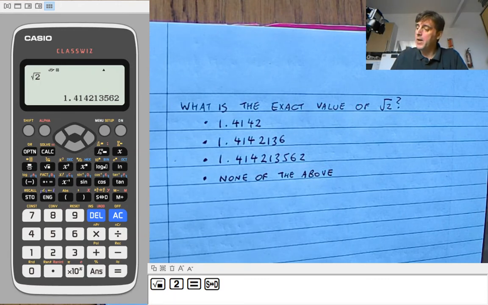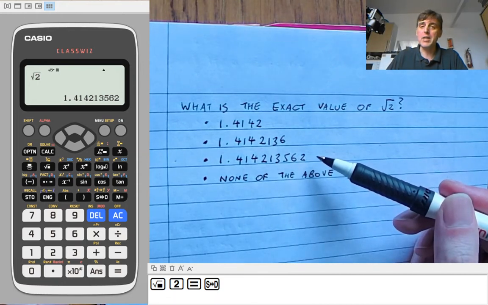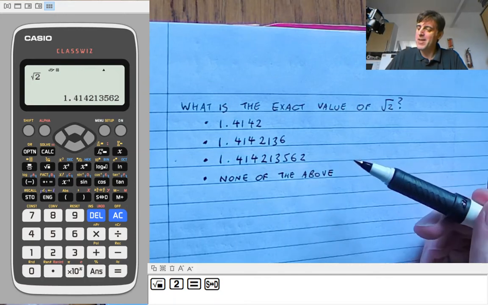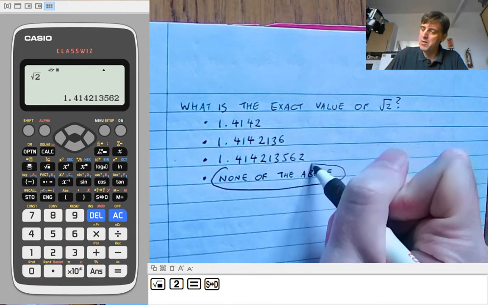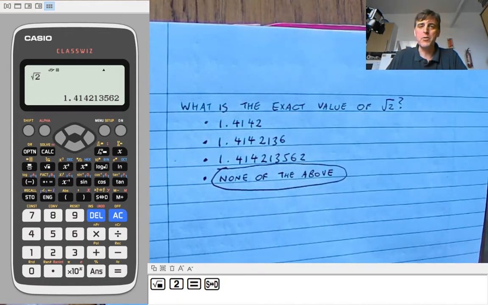So I wonder if you did that, and if you did you then go for the answer here, 1.414213,562 as the exact value of the square root of 2? Well, unfortunately, that's not the right answer. The correct answer is none of the above numbers are equal exactly to the square root of 2.